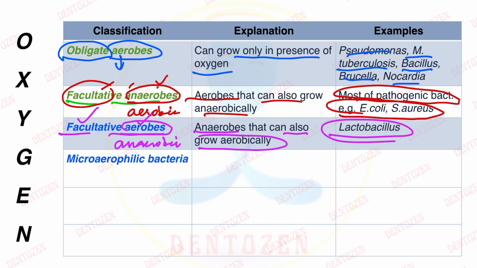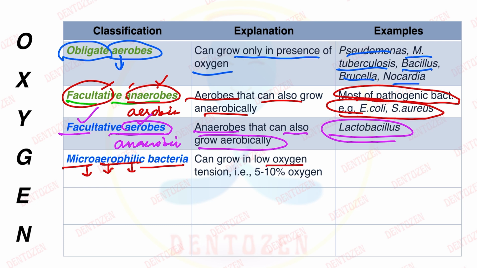And here comes the term microaerophilic bacteria. Micro means small, aerophilic means referring to oxygen. So bacteria which love small oxygen levels, that is low oxygen tension, 5 to 10% oxygen, are microaerophilic. Example is Campylobacter, Helicobacter and Mycobacterium bovis.